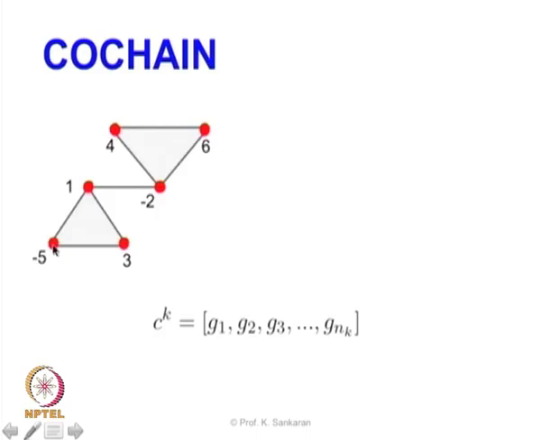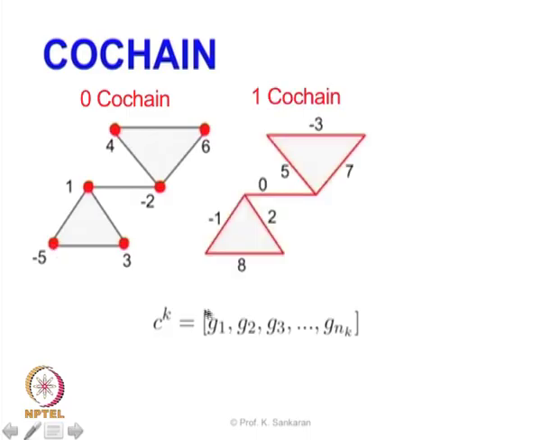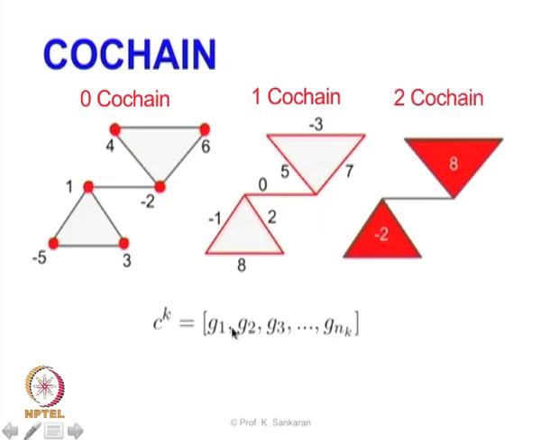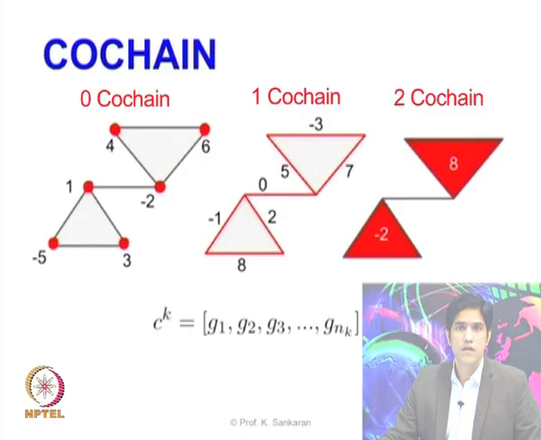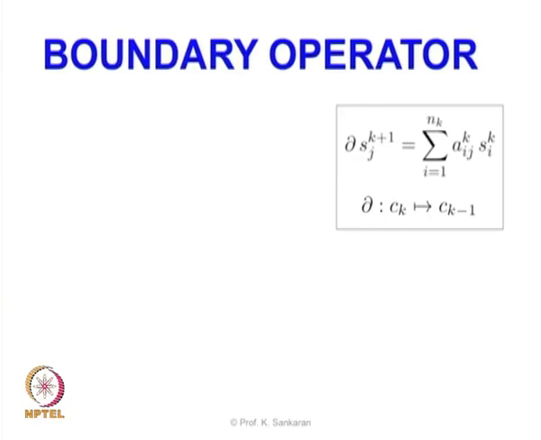So G1 could be -5 if it is a 0 cochain. If it is a 1 cochain, G1 can be the electromotance or the potential difference, or in the case here if you are talking about 2 cochains, G1, G2, G3 can be -2, -8 and so on and so forth. So now we have discussed the concept of cochain. Cochains are nothing but the physically measurable quantities that are assigned to the chains, in other words the simplexes. So let us now discuss the concept of boundary operator.